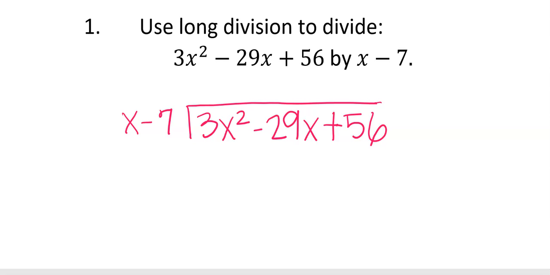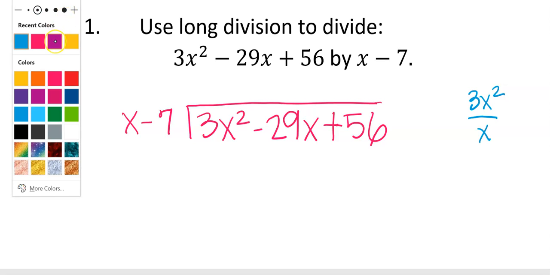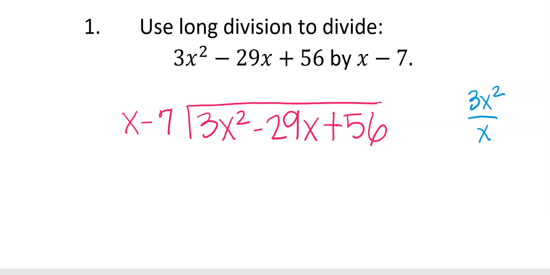So what are we trying to divide? Which two parts are we dividing this time to get that first number? Yep, so 3x squared divided by x. That's what's going to give me that number that I put on the top. And what does that give me? 3x. So one of those x's basically cancels out. When you do the exponents, it's 2 minus 1, so you just get 3x.